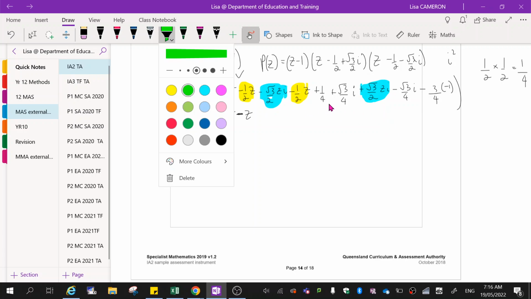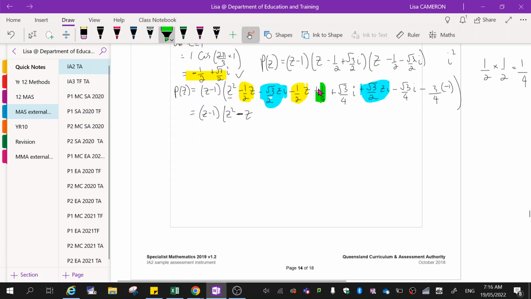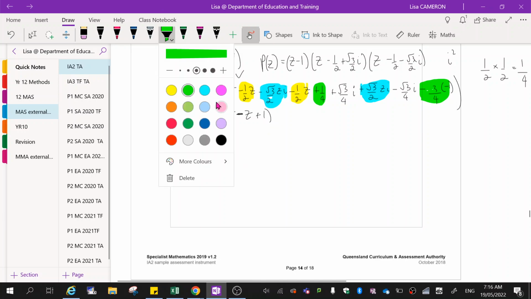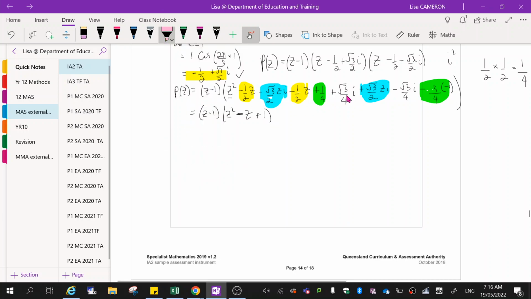Okay, next thing we're going to look for is the real components of just the ones. So there's that one and that one. So when I add them together, a quarter plus, remember this will become positive, so it'll be plus 3 on 4, that makes 1, so plus 1. Okay, and lucky last, we're going to simplify the imaginary components, and they will cancel out to 0.